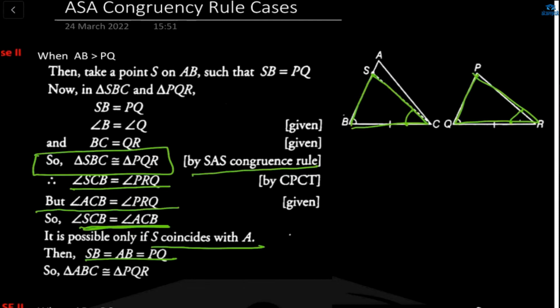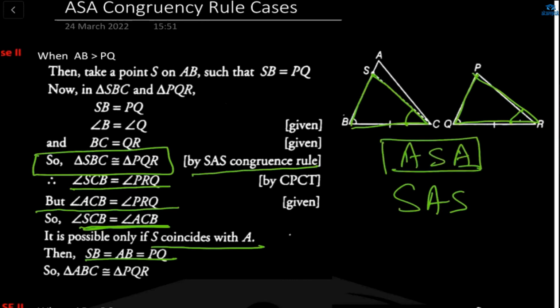AB is equal to PQ. We are just assuming three cases for SAS. In case of SAS, Advika, we are studying ASA, and we are learning how to prove that this condition is sufficient to prove that the two triangles are congruent. We already know that this condition exists. The condition exists.